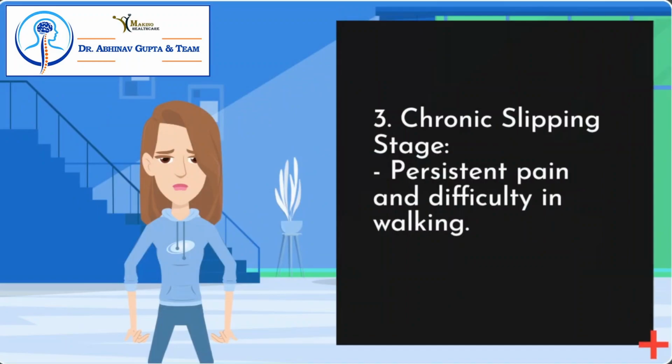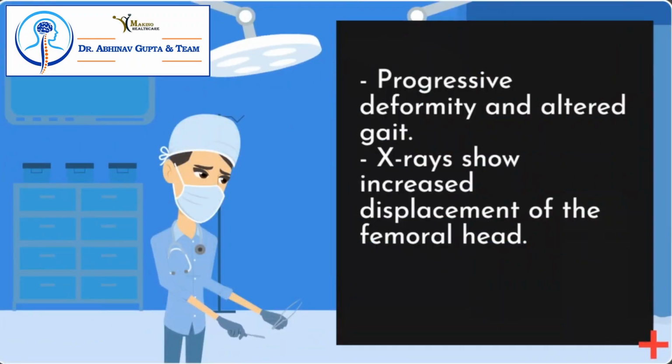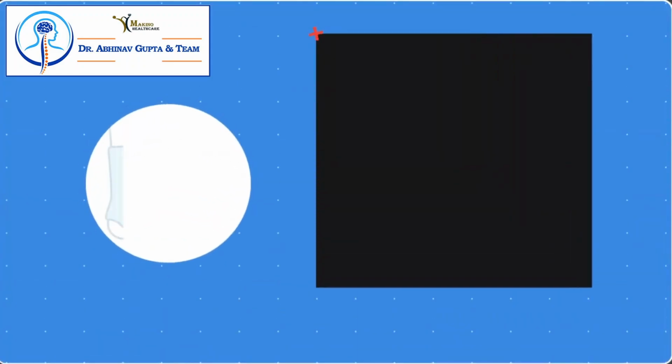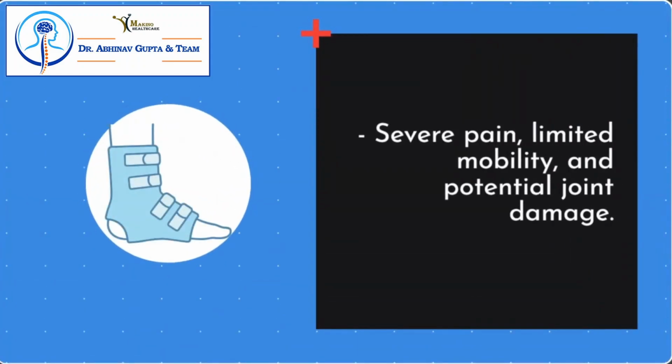3. Chronic slipping stage. Persistent pain and difficulty in walking. Progressive deformity and altered gait. X-rays show increased displacement of the femoral head. 4. Stage of fixed deformity. Established deformity with permanent changes. Severe pain, limited mobility, and potential joint damage.